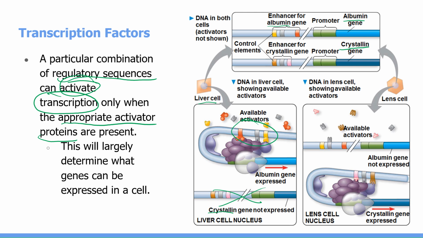And here, in the lens cells, we see that the activators are not present for the albumin gene. So the albumin gene is not being expressed, but the crystallin gene is, because the activator proteins are there to help polymerase bind to the DNA to transcribe it.